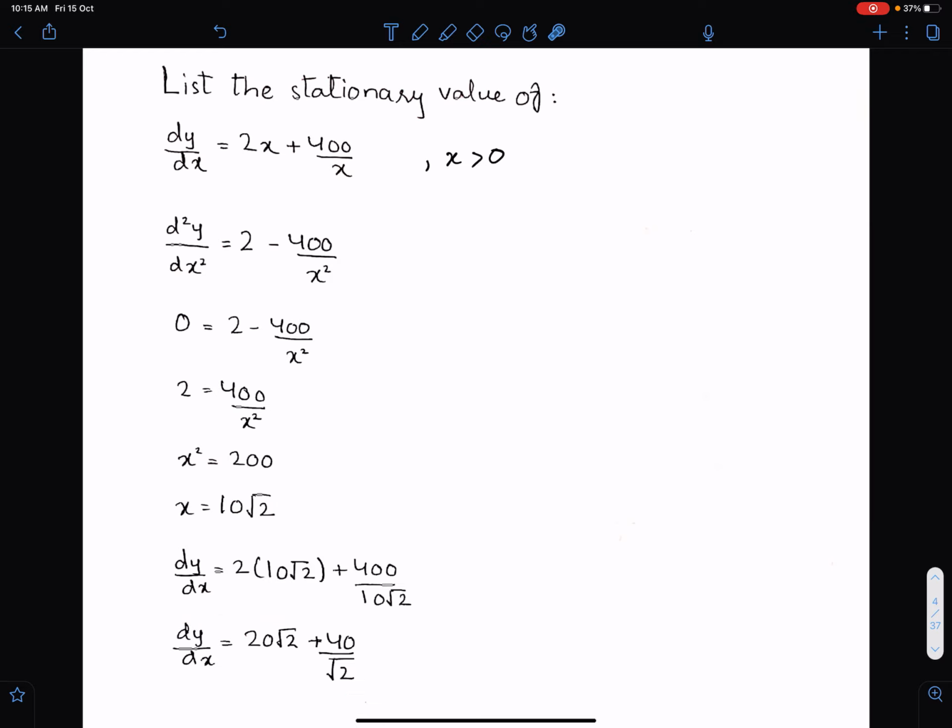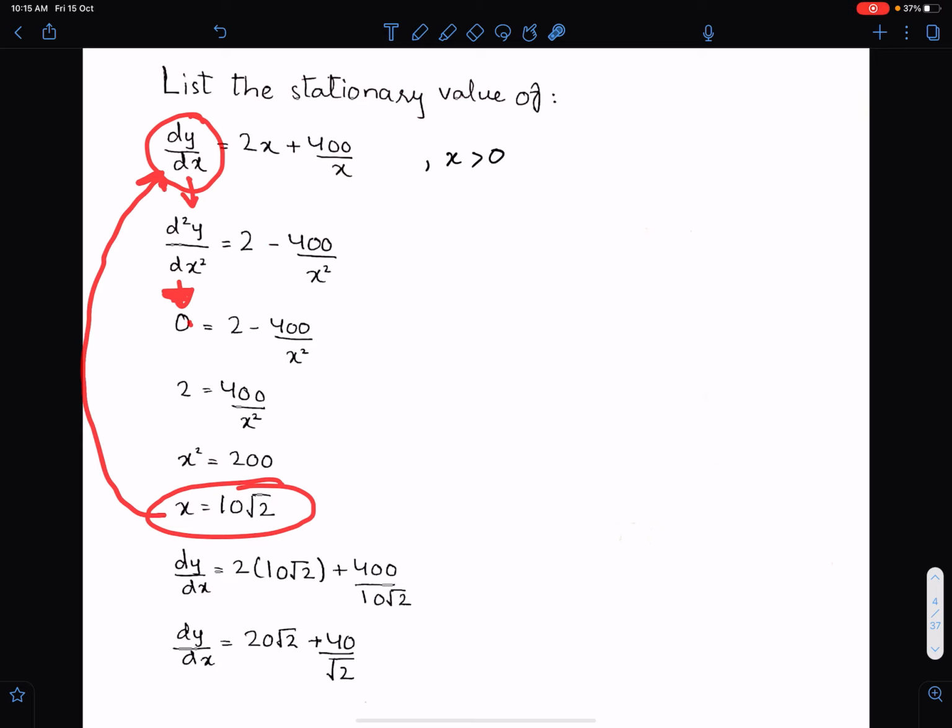So this question is very important. Whenever they say find the stationary value of dy upon dx, then first differentiate it, then equate its second differential to 0 for the x coordinate, and then substitute x coordinate into equation of dy upon dx to get the stationary value.